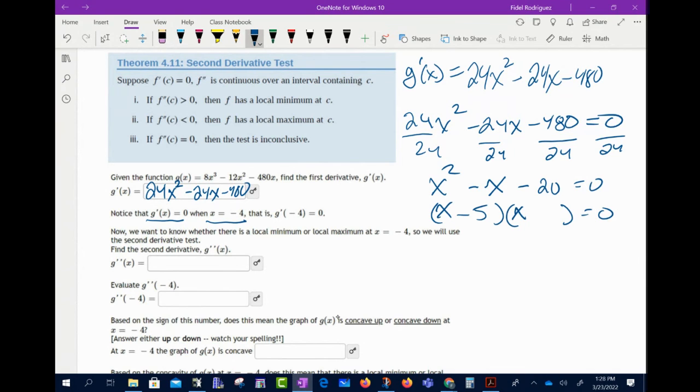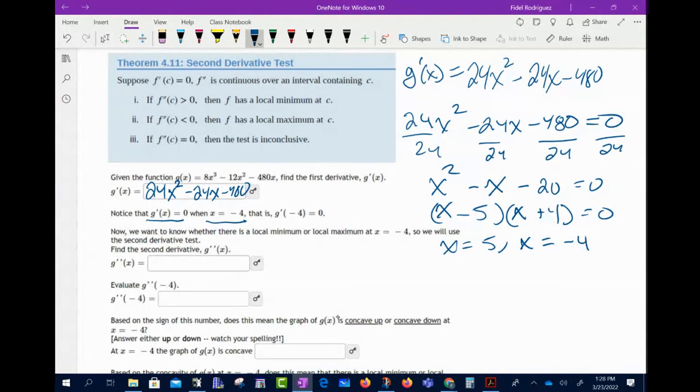Close. -5 and a 4, right? Because when I add them, either way, I'll multiply by -20, but to add them, these will give me the -1, right? Okay, guys, when we set each part equal to 0, y'all agree we're going to get two numbers, x equals 5 and x equals -4?